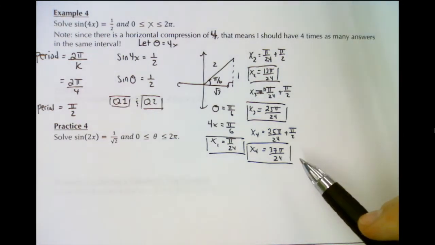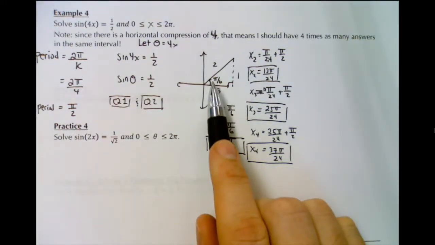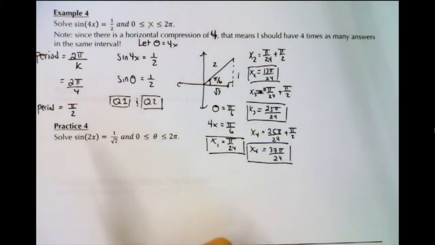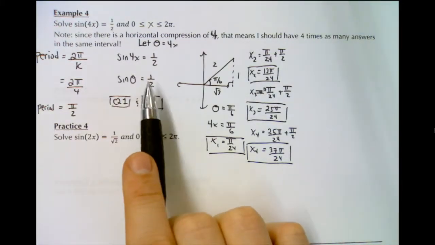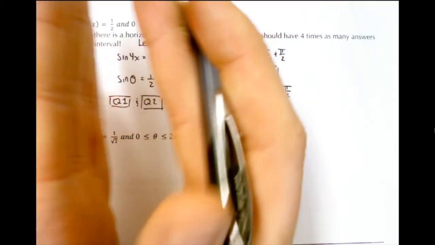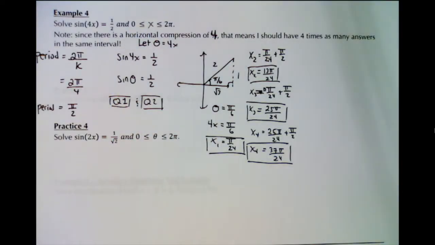And what we just generated is 4 answers. We came up with our first one. That's the first time we get to 1/2 in quadrant 1, and then we would get back to that exact same spot every period. Because remember, if we add a period to any trig function, we end up getting the same y value every cycle because it's a periodic function. The function keeps repeating. It keeps going back to 1/2 every period. Since we've compressed the function, we're going to hit that value more often.